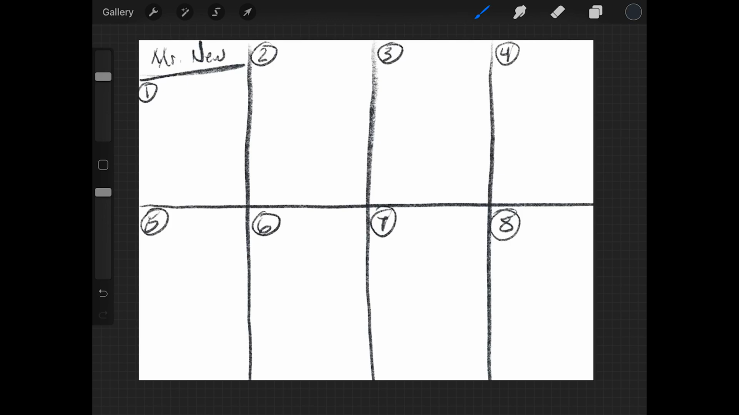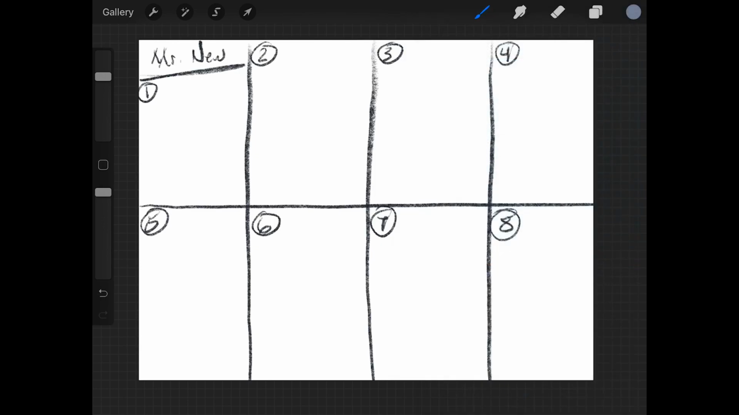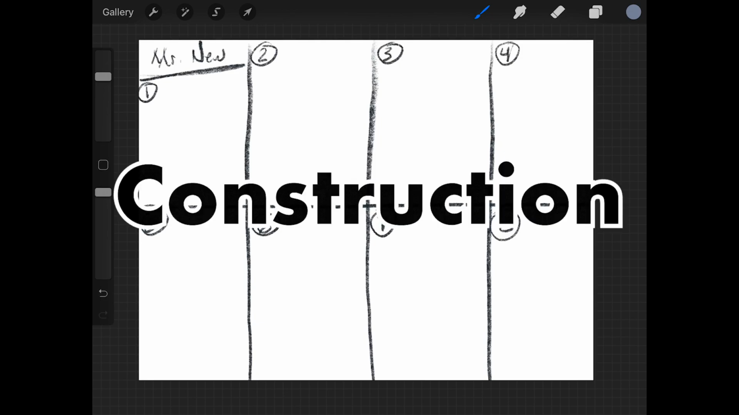Now, this past week in my classroom, I had a lot of people asking me questions like, how do I start? Do I start with the eyes? Do I start with the outline? What shape even is the head? How do I do this? So really what we're focusing on today is how to sketch out the basic foundation, and this is what we call construction.